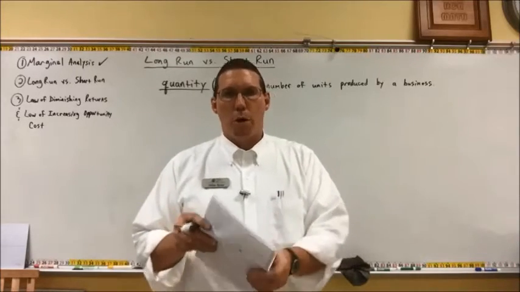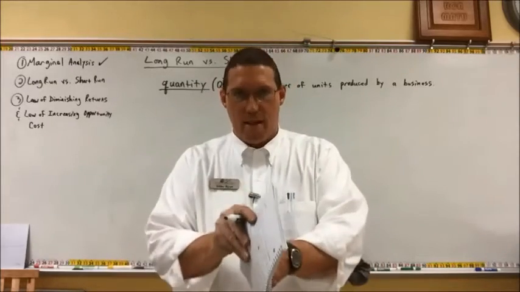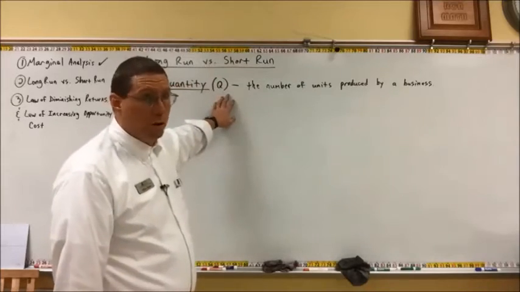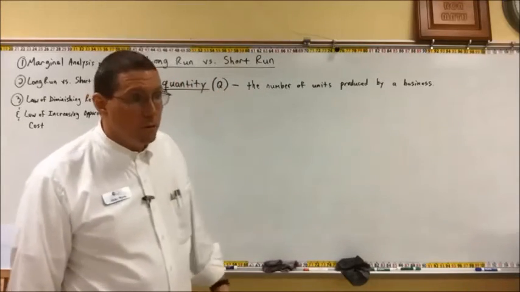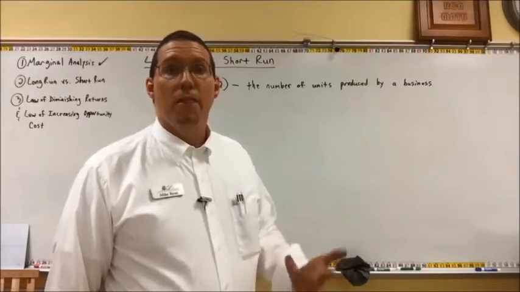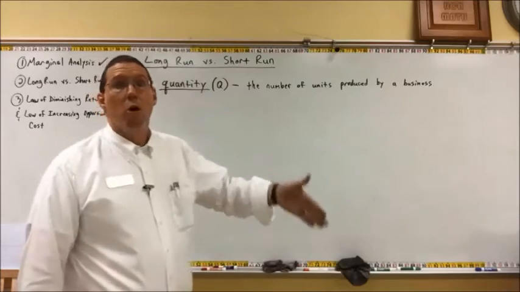For now, we're going to consider producing something and selling something as the same thing. So this is units produced, units sold. Company makes bicycles. Let's say that they produce 10,000 bicycles in the month of November. Their quantity of production for November was 10,000.